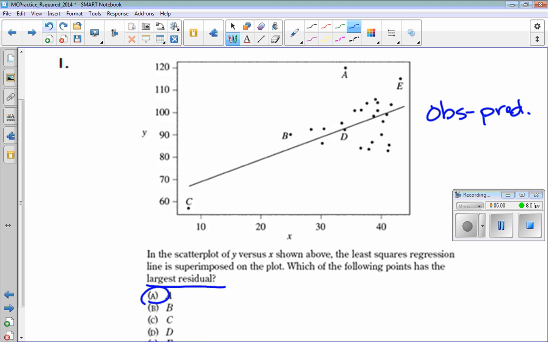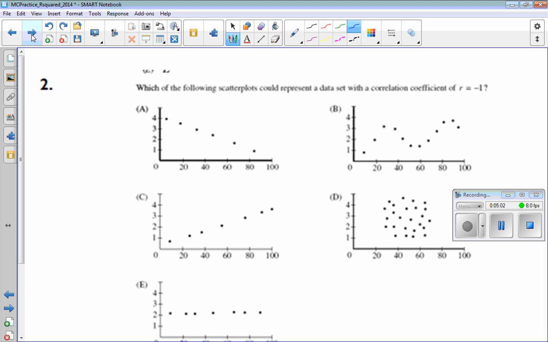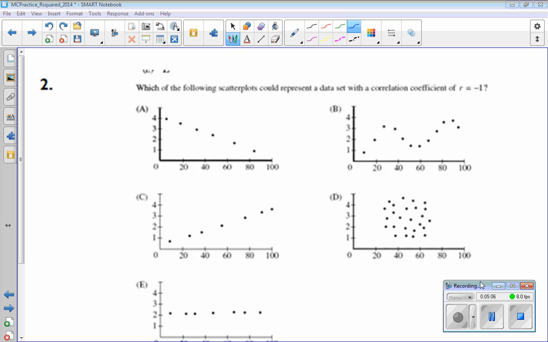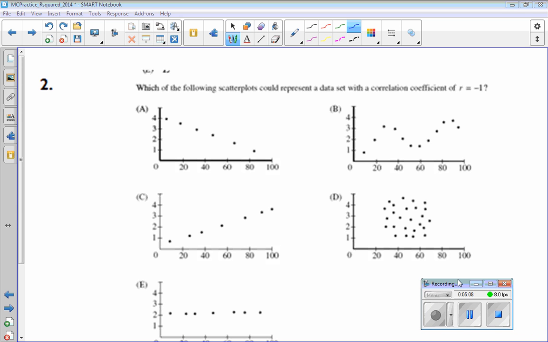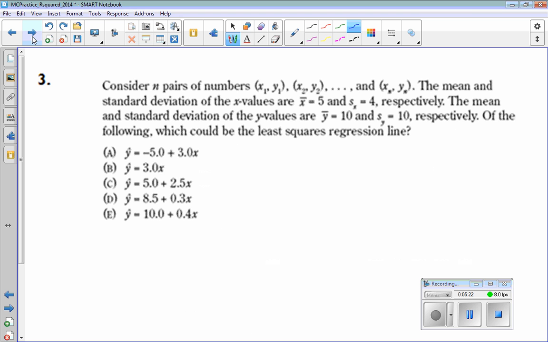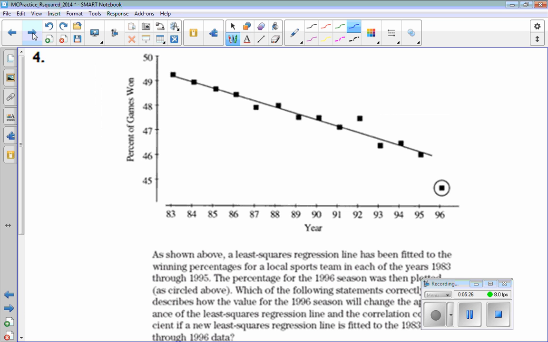Okay, let's go on to question 2. This one should be a real easy one, shouldn't it? Because we've done this before. So what do you think here? Sammy, Banane? Yeah, okay. Correlation of -1, it's exactly -1, which means every single point has to be on the line. That's A. Quick, move on. Again, some very easy questions. This one takes a lot of time. We'll come back. Let's look at question 4.